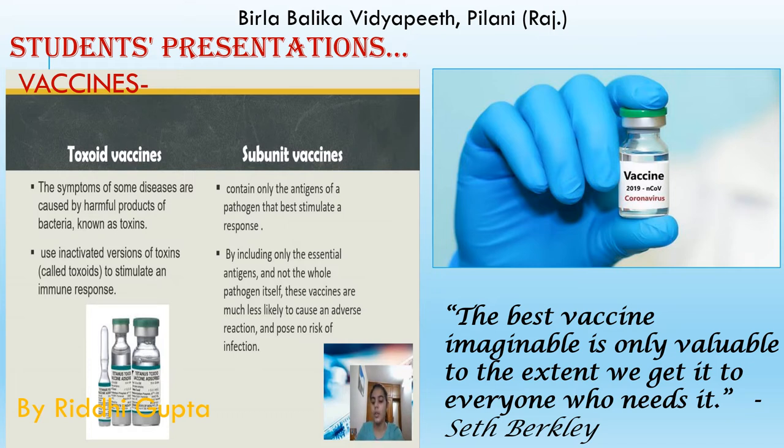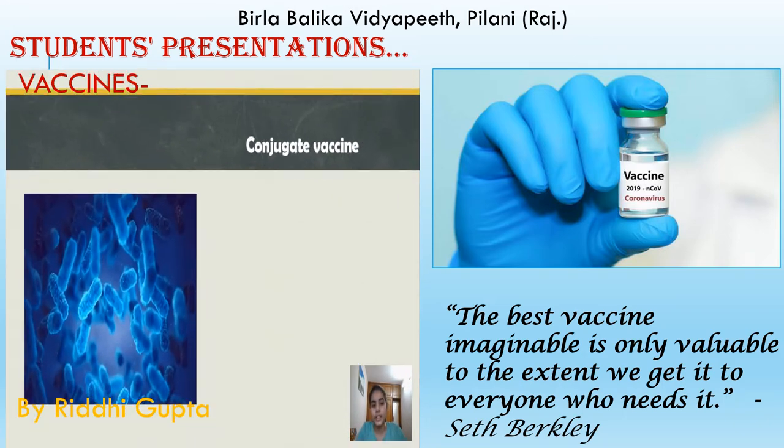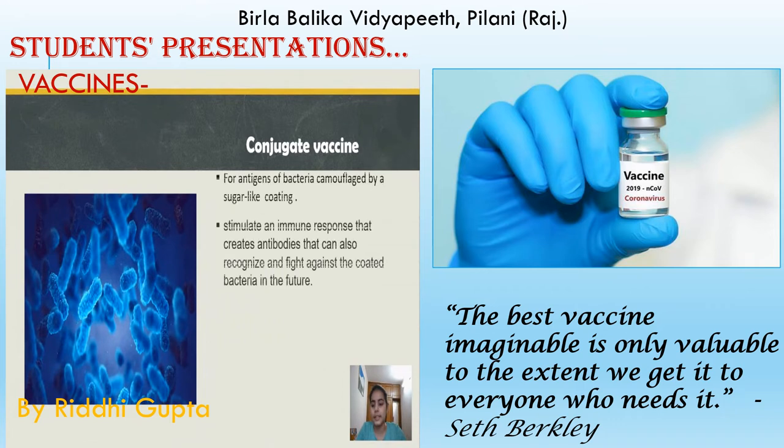By including only the essential antigens and not the whole pathogen itself, these vaccines are much less likely to cause an adverse reaction and pose no risk of infection. Subunit vaccines tend to induce a weaker immune response. Last but not the least one is the conjugate vaccines.